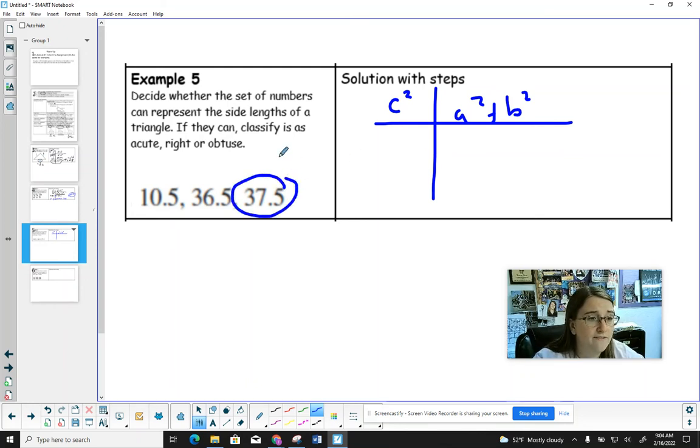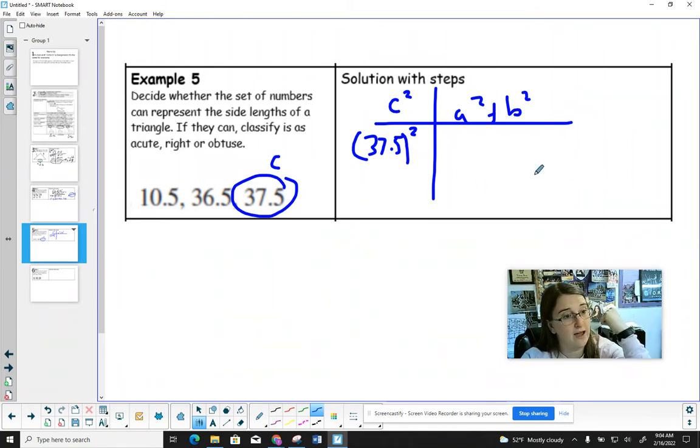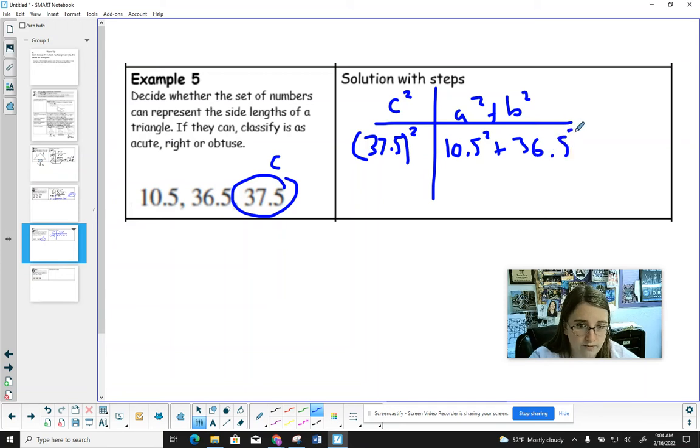Okay, 37.5, this is going to be c, not because it's the last one, but because it's the biggest. Even if they gave me 37.5 first, that doesn't matter, right? Whatever is the biggest one. Then a is 10.5 squared, and b is 36.5 squared. Careful. Okay, so now we go to our calculator. We get what these two things are.